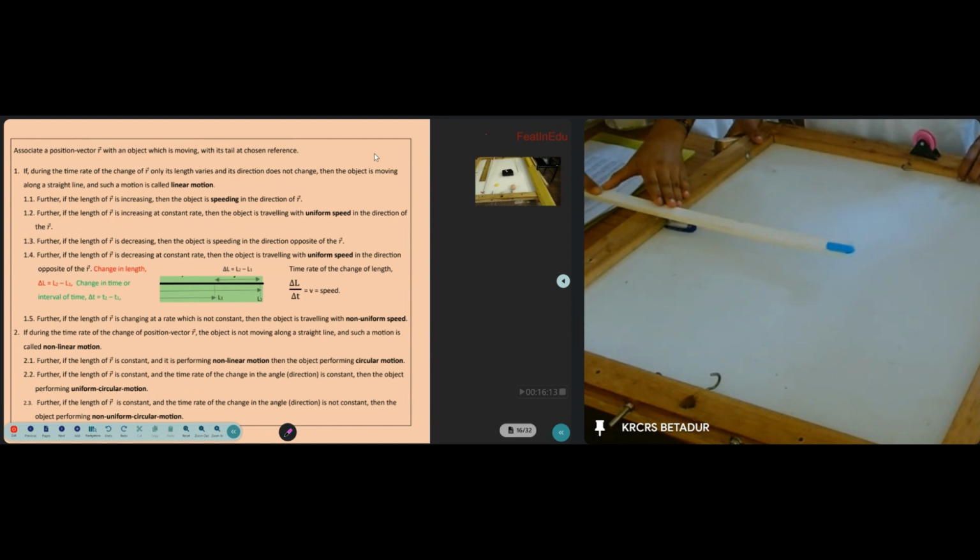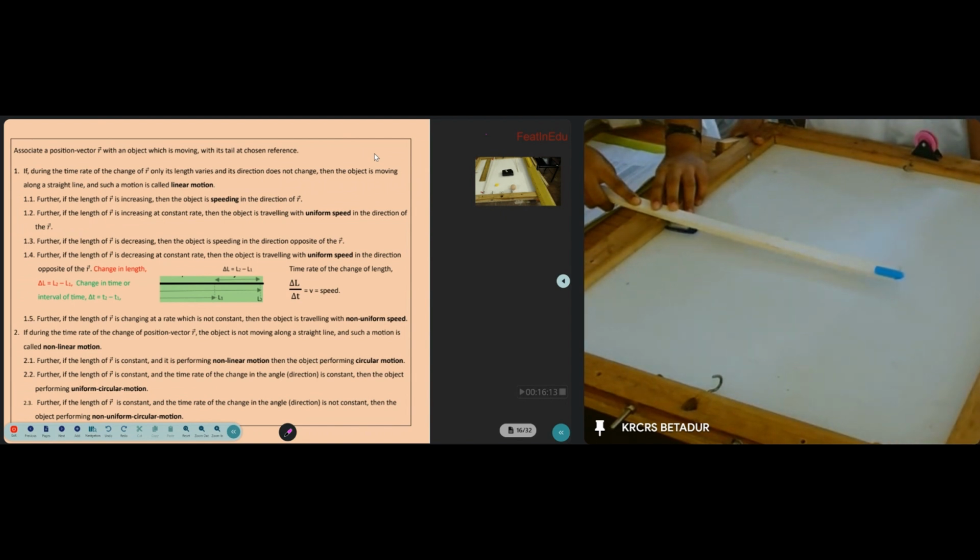Can you all see this? Yes, sir. Now wait, let me listen and tell you. Now it is moving with uniform speed. Did you get the idea now? Now look at the third one, 1.3. What will you do now? How will you conduct that 1.3?